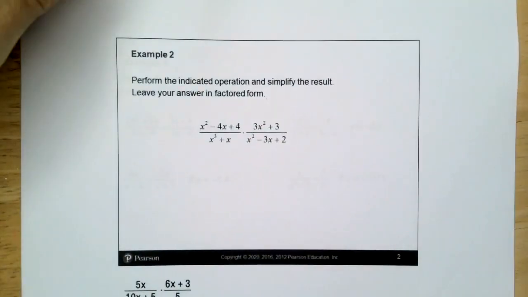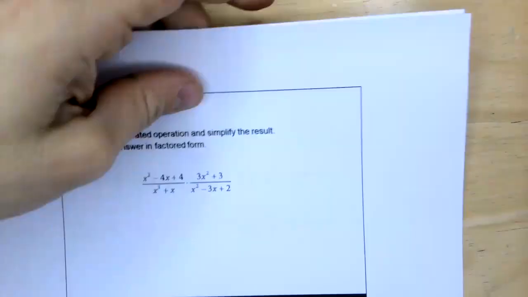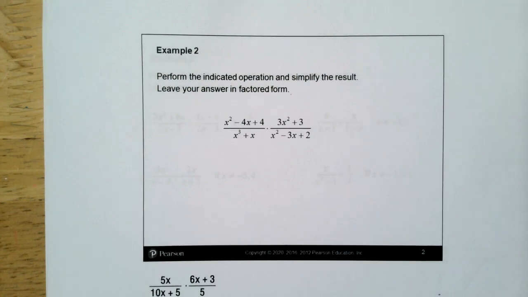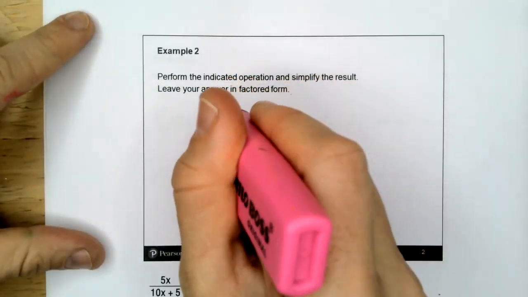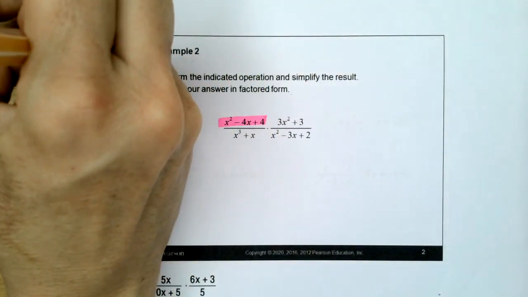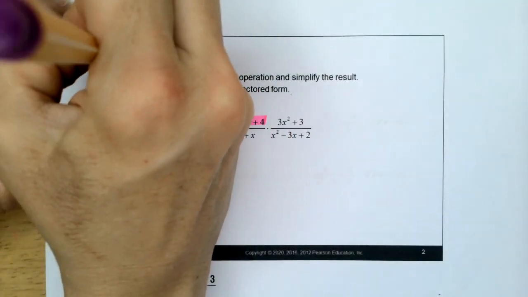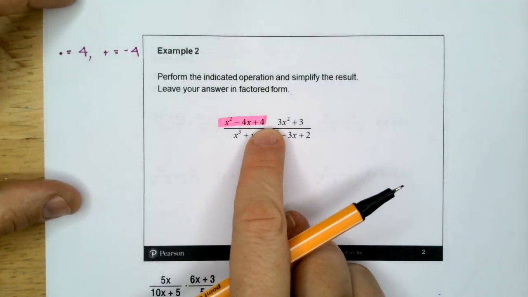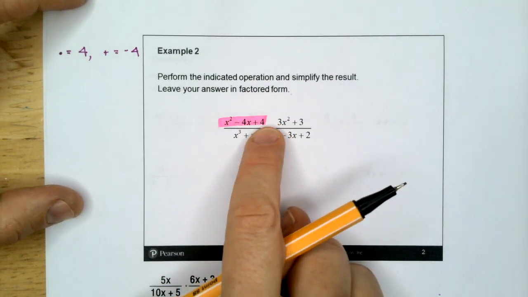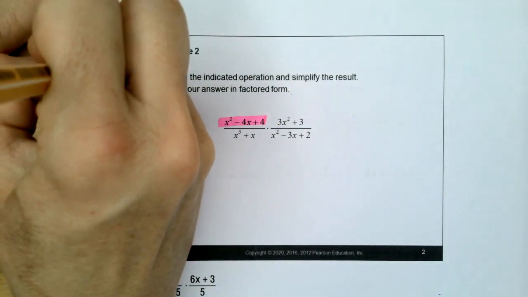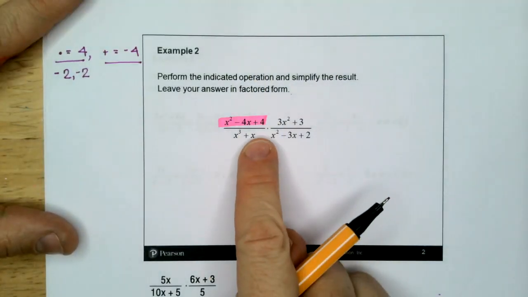All right, this time I think I have room on the paper. We're going to perform a multiplication and then simplify the results, leaving our answer in factored form. So again, x squared minus 4x plus 4, we're just going to factor it as best we can. We need it to multiply to equal 4, add to equal -4, right? First you want to look at it, make sure you can't factor any terms out, right? There's no common terms. What multiplies to 4 but adds to -4? -2 times -2, right?